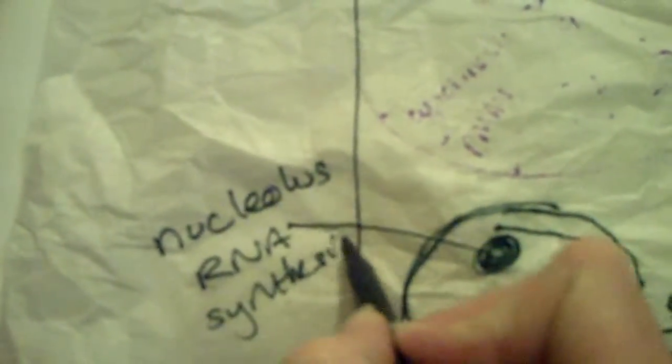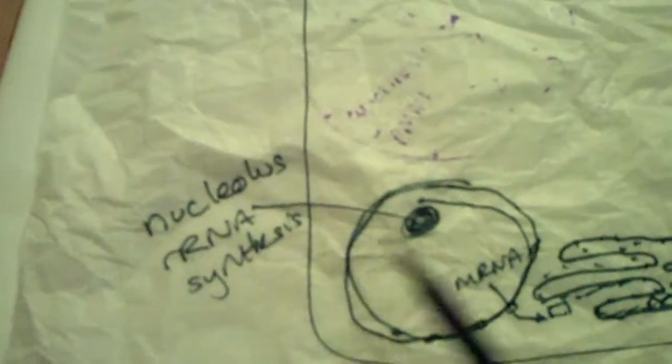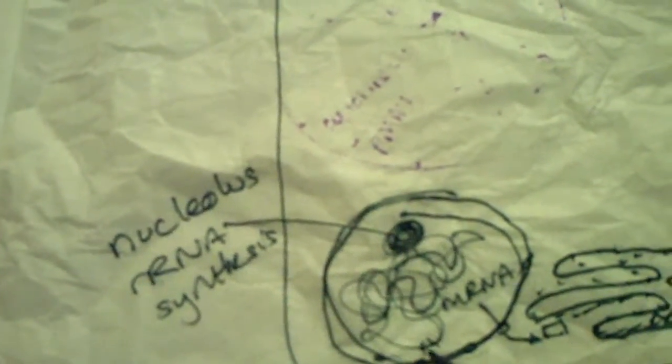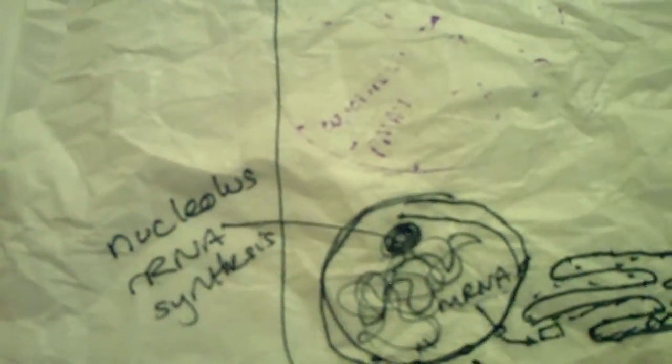So this nucleolus is the site of RNA synthesis, and in particular rRNA, which is basically where the ribosomes are made. So the nucleolus makes ribosomes. Here in the nucleus, this is where all your DNA will be found. And it's from that the copies are taken and used to make mRNA.